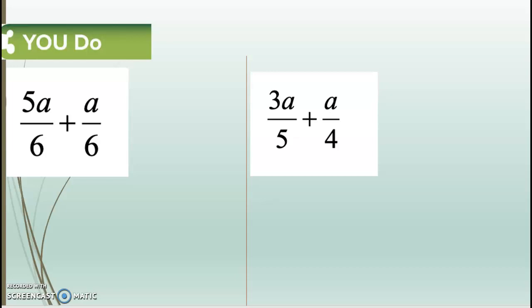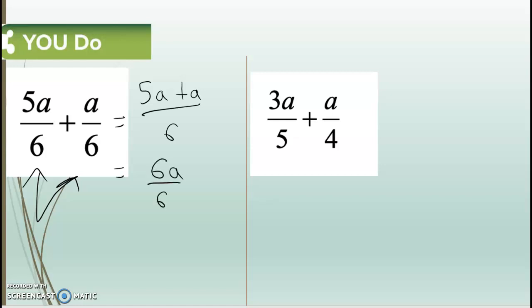In the first one, the denominators are the same, so we can simply add the numerators. So it will be 5a plus a over 6, which is 6a over 6. Notice there's a common factor of 6 on the top and the bottom, so I can actually just cancel those, and I get a.